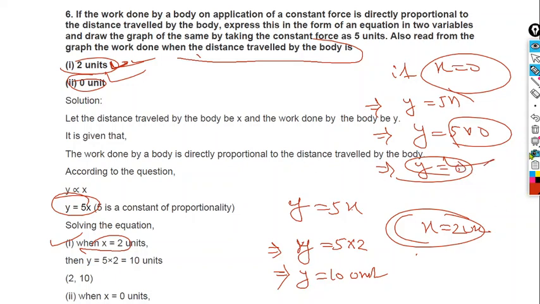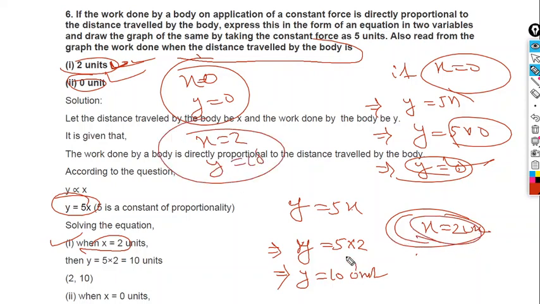So we got 2 points here: x equal to 0, y equal to 0, and another point x equal to 2, y equal to 10. Now we have got 2 points. We can plot the graph now.